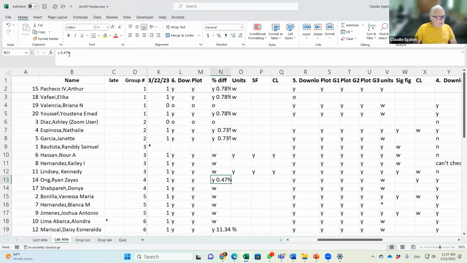Ryan, you got 0.47% for this percentage difference, right? And did you finish the units, Ryan? Working on it. I'm just making the graph better right now. Okay, good. Improving the graph. Next is Donia. Donia got 0.47, just like Ryan, right? And what about the units, Donia? Did you finish the units? Oh, she worked on the units. Okay, good. Okay, Vanessa.